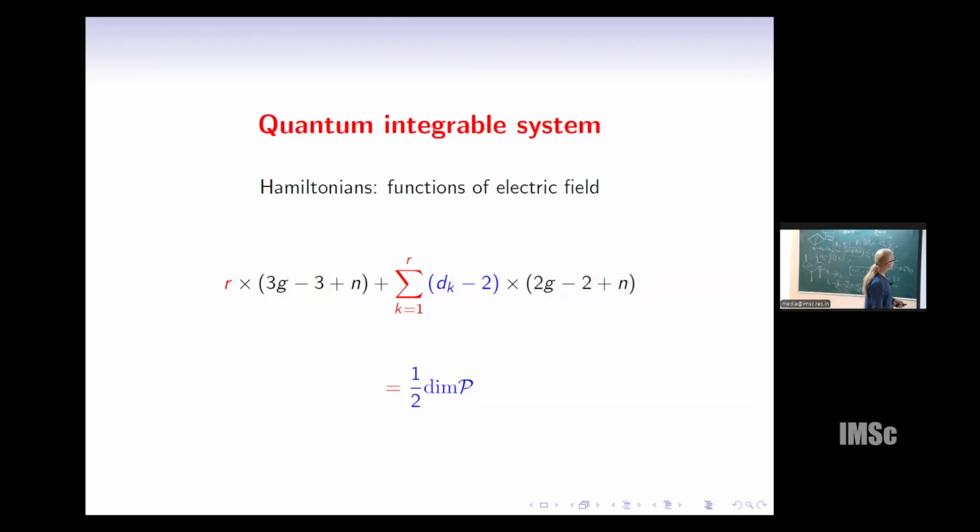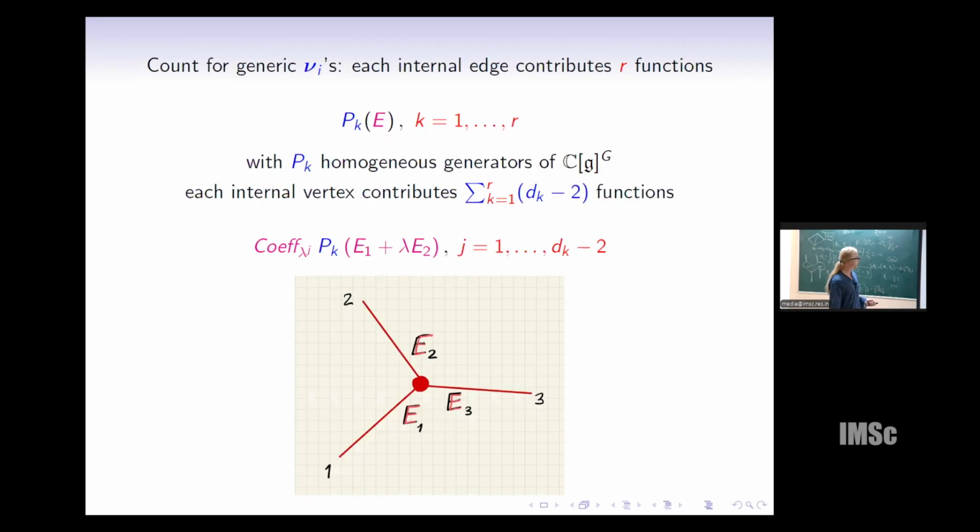So then the Hamiltonians would be functions of the electric field, and I will build these functions out of the same polynomials pk. I will be doing something like that. Then there is a count of how many independent functions you will get, which I will skip for lack of time. But it's a cute computation, which on the face of it is slightly different from Costant's computation, but it should be the same.